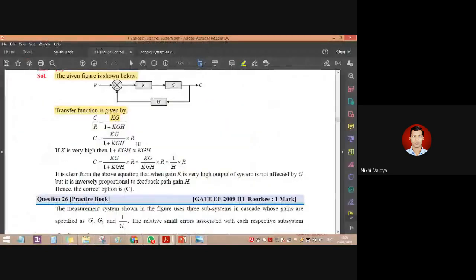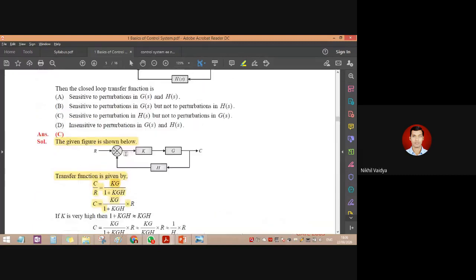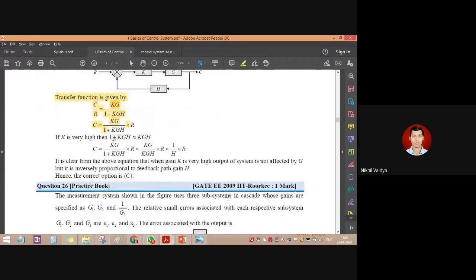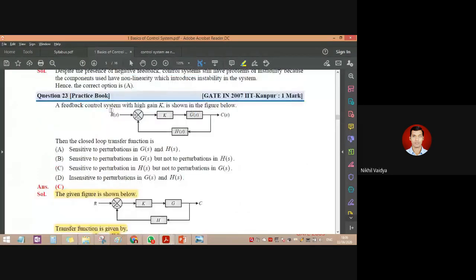So we had written the formula like that, KG upon 1 plus KGH. So what is C we will get here? C is nothing but KG upon 1 plus KGH into R. They are asking us the sensitivity, sensitivity for the closed loop transfer function. So see, if K is very high, as mentioned in the problem, for a high gain K, always remember that every word in the GATE problem is very, very meaningful. Remember it.